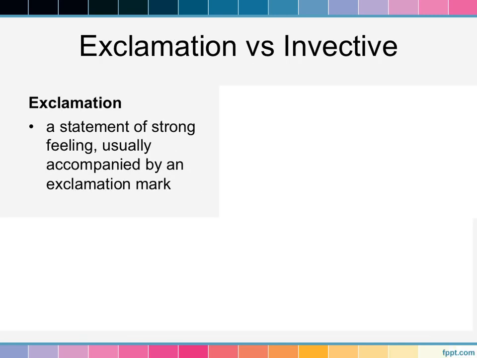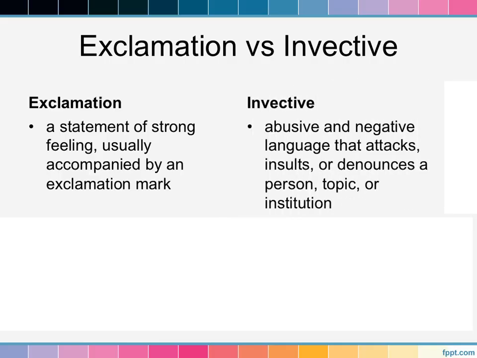Next, we're looking at the differences between exclamation and invective. I think when we see these terms side by side, it becomes a little bit easier for us to understand them. An exclamation is a statement of strong feeling. It's usually accompanied by an exclamation mark. Invective is usually abusive and negative language that attacks, insults, or denounces a person, a topic, or an institution. So you sort of see that while exclamation has strong feelings, invective is almost an attack. It's directed towards something specific, and generally, it's a very negative thing.